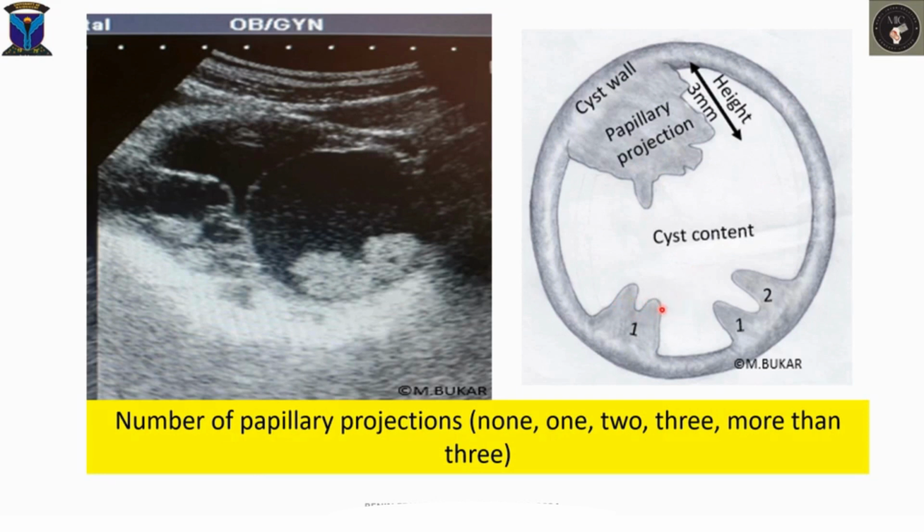Now, when the indentation between two papillae is less than 50%, it is considered as one papillary projection. When it's more than 50%, it's considered separately. Now, let's look at this lesion with this papillary projection and decide whether it's 1 or 2 papillary projections. So these are 2 papillary projections. And how to measure the papillary projections? This way, excluding the cyst wall.